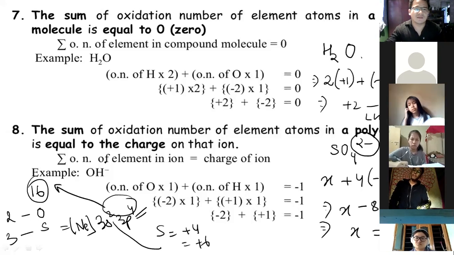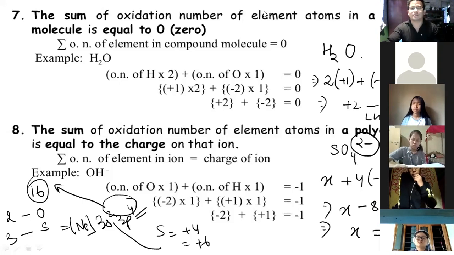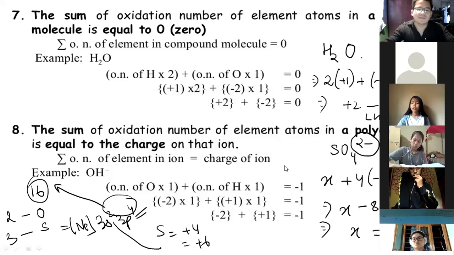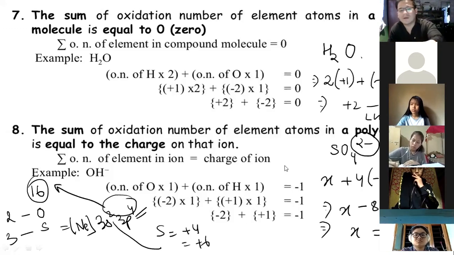Point number 8: the sum of the oxidation numbers of the elements in a polyatomic ion equals the charge of the ion. So we equate the oxidation number of each and every atom to the charge and find the value of x. These are the rules.